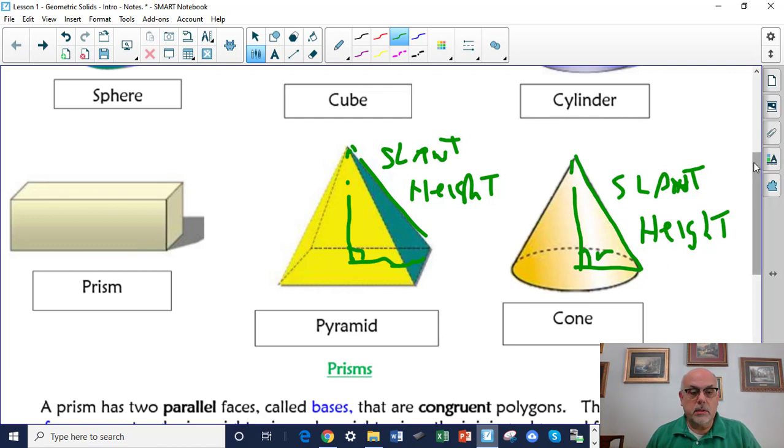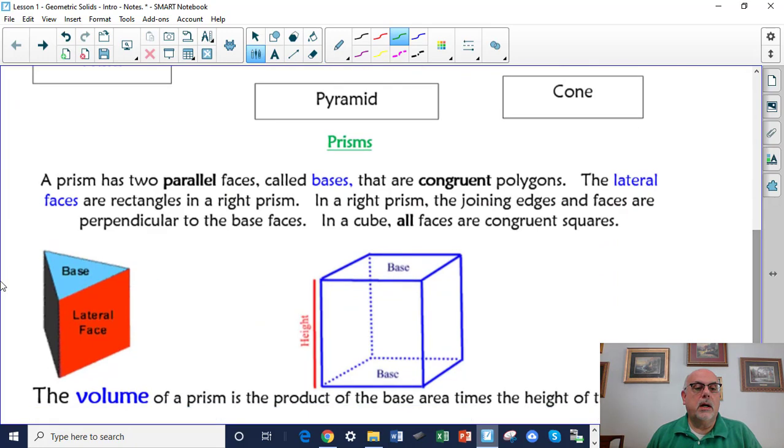All right. So let's talk about prism. It has parallel faces called the bases. Opposite sides, all three sets of opposite sides are parallel, and they're congruent. Okay. The lateral face is what you see when you look at it straight on. So when you're looking at the lateral face of, let's say, a box of tissues, you're not seeing the top and the bottom or the sides. You're seeing it straight on. Whatever that face is, it's a rectangle, it's a square. That's your lateral face.